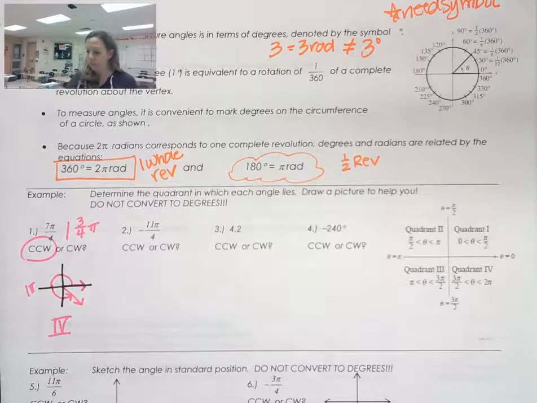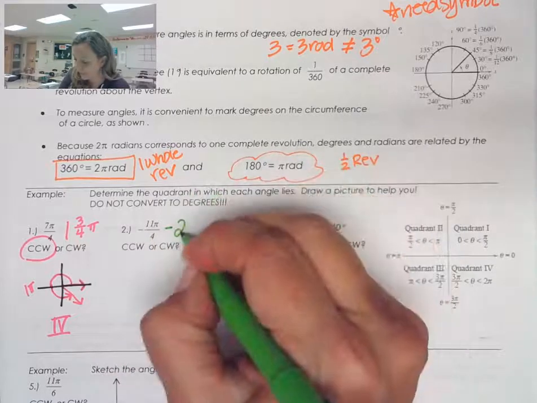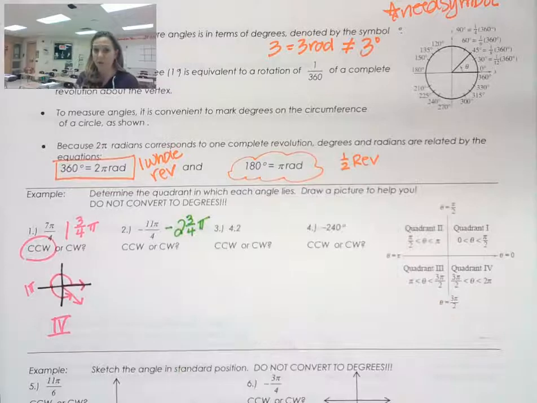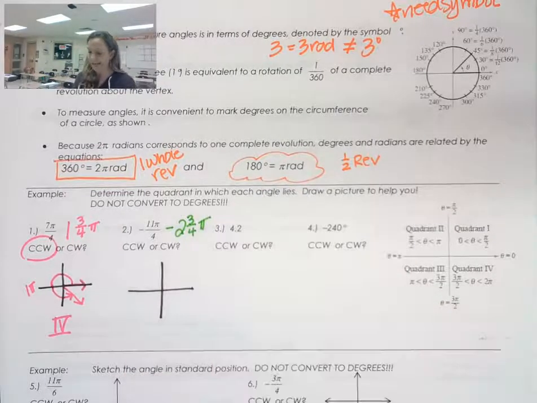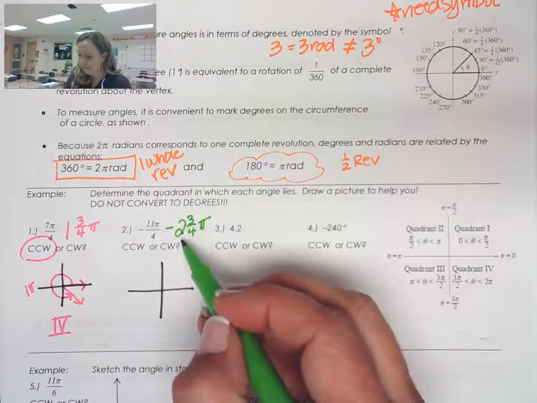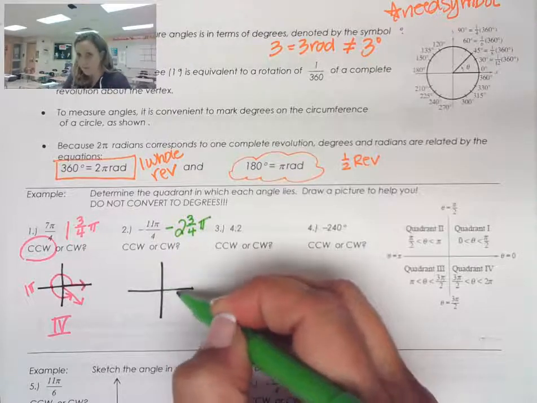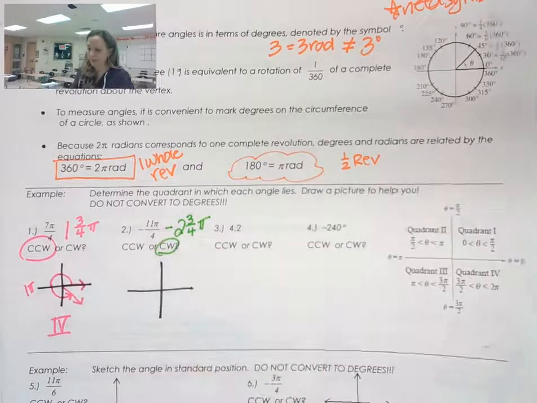Let's look at number 2, negative 11 pi fourths. Well, let's turn this into a mixed number. 4 goes into 11 twice with 3 left over. So that's like negative 2 3/4 pi. So if I think about my axes here, if I need to go negative, that means I'm not going to start by going in the first quadrant. I'm going to go backwards by starting with the 4th quadrant, which means I go clockwise.